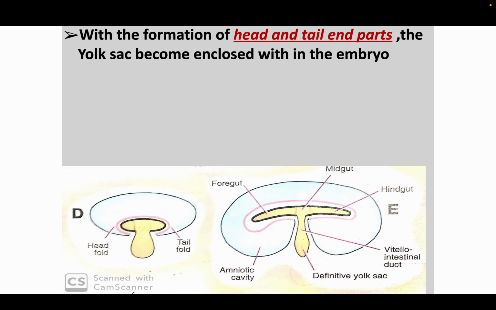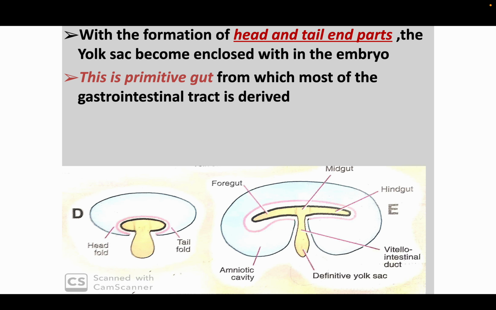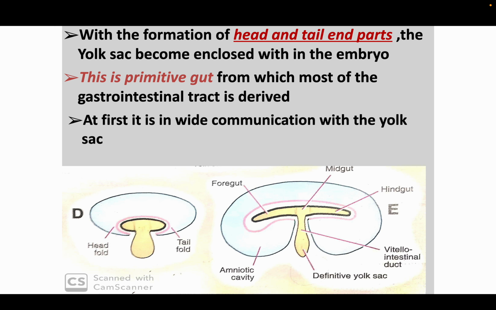With the formation of the head and tail end parts, the yolk sac becomes enclosed within the embryo. This is the primitive gut basically, from which most of the GIT is derived. The gastrointestinal tract is derived from this primitive gut, which is enclosed in the covering of the ectoderm, and the endodermal folding is basically going to develop the GIT. At first it is in wide communication with the yolk sac, as you can see in the diagram. Later on, narrowing of that happens with the folding of the embryo. So the vitello-intestinal duct is there, which results in the formation of the definitive yolk sac.